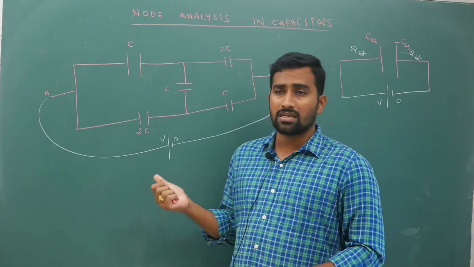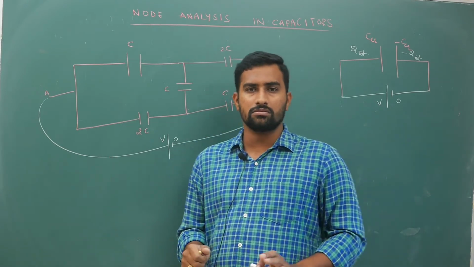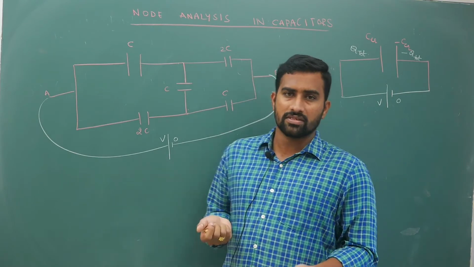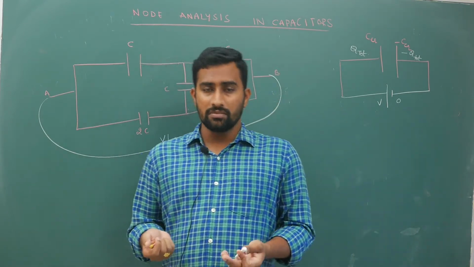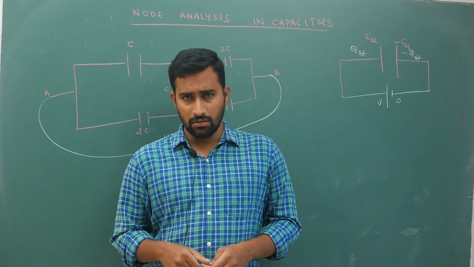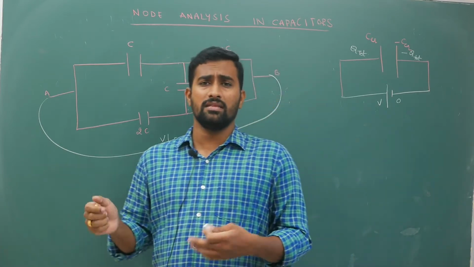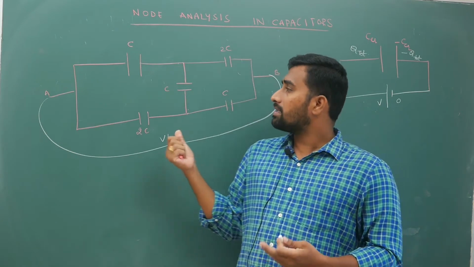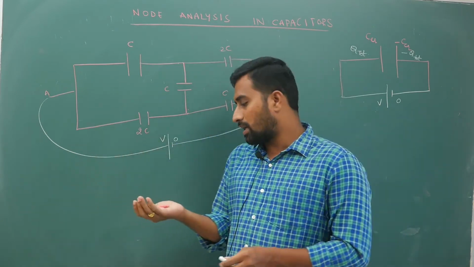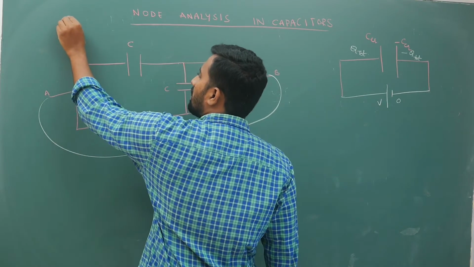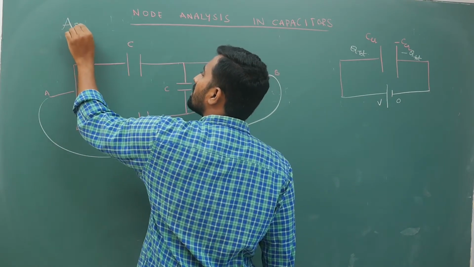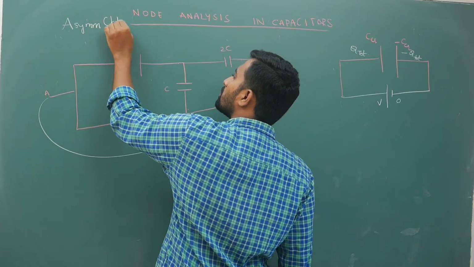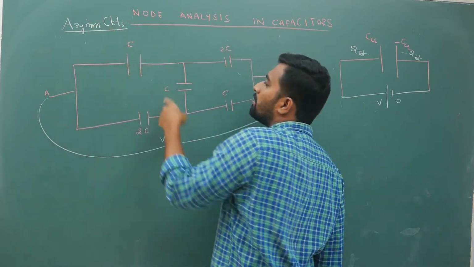Delta to star, star to delta conversions and all you can use, but that is not a good approach. Most of the questions you are going to get will have symmetry in the circuits, so it becomes lengthy if you use that method. This method is easy, and it is a general method. This is for asymmetric circuits. You can apply this method for anything, but usually for asymmetric circuits you are going to use it. Here this is a symmetric circuit.